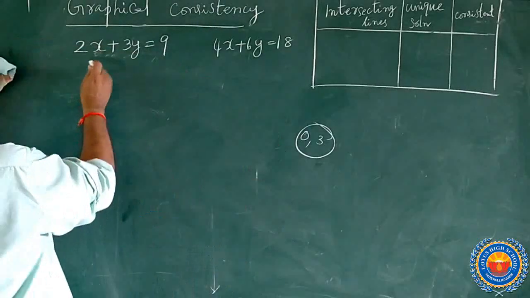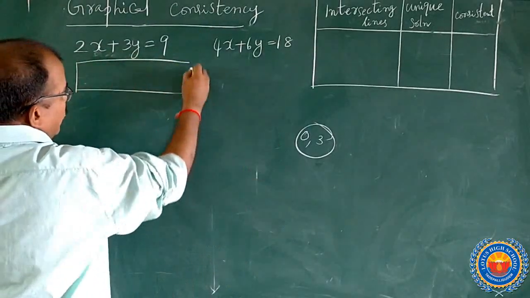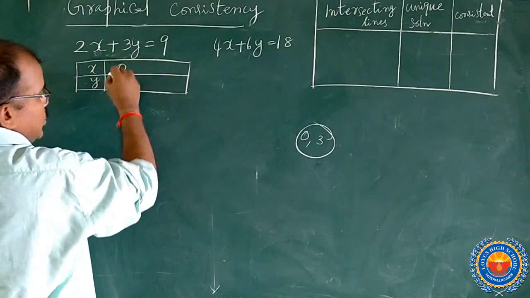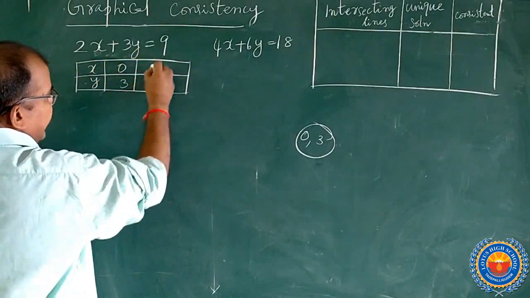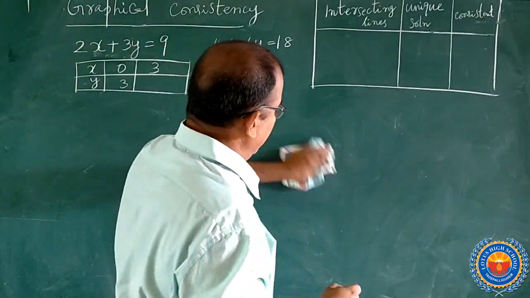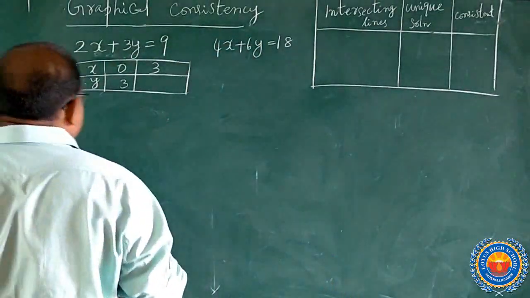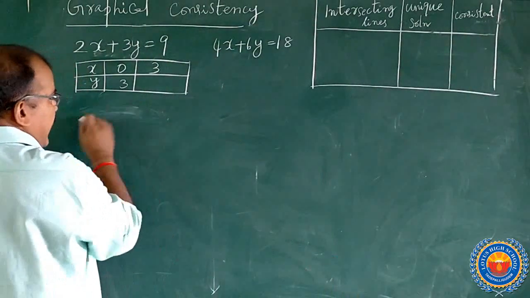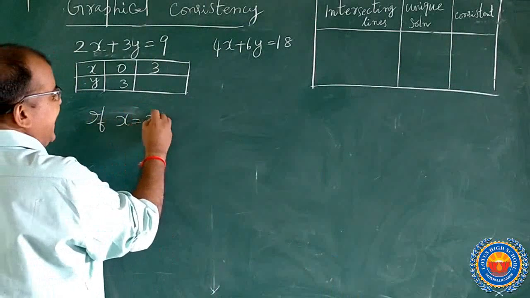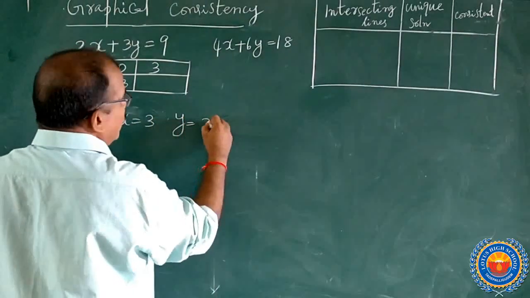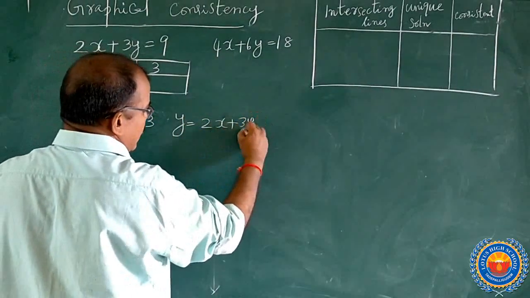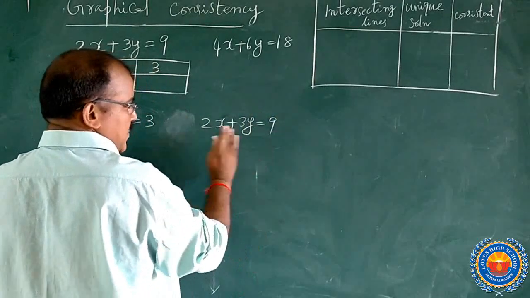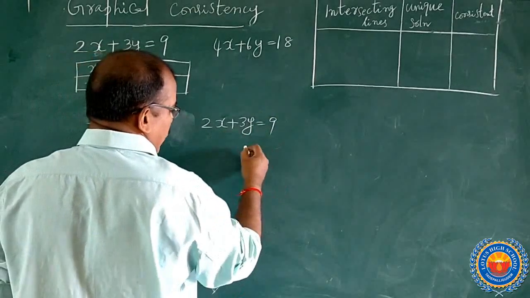Second one, for this table, if x is equal to 0, y is equal to 3. Next, if x is equal to 3, what is y? In 2x plus 3y is equal to 9, from that we will get the y value.